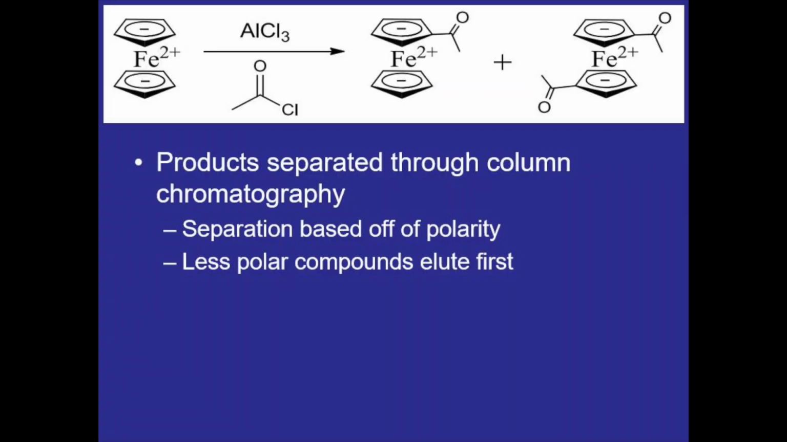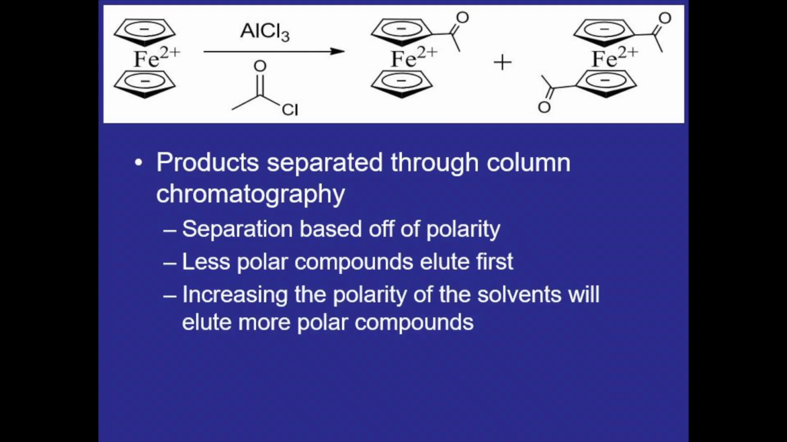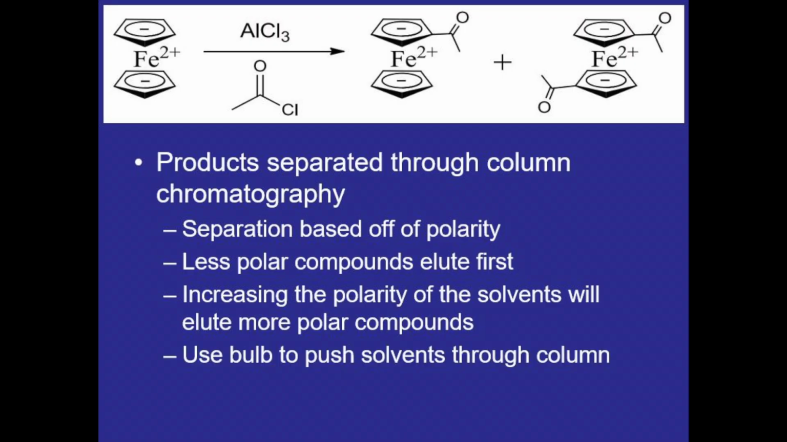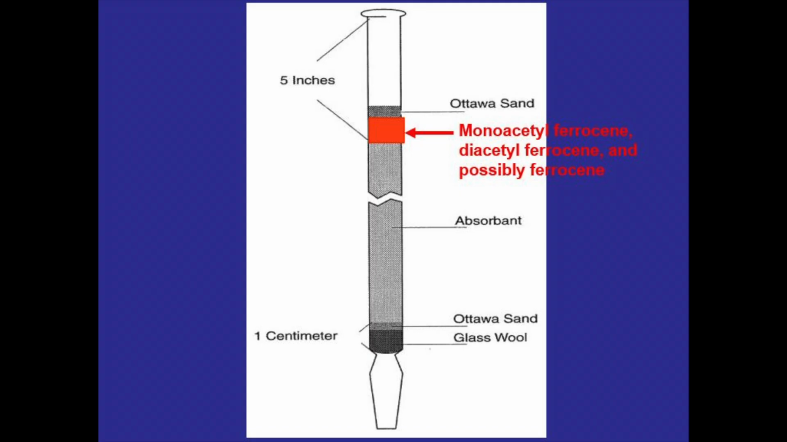So the less polar compounds will elute out of the column first, but by increasing the polarity of the solvents, we can start eluting the more polar ones, and we'll use a bulb to help us push the solvents through the column. The products have an orangish red color, so I'll represent them like this. And when we initially add them to the column, they'll all be mixed together. So we'll have the mono product, the di product, and possibly some unreacted ferrocene left over.